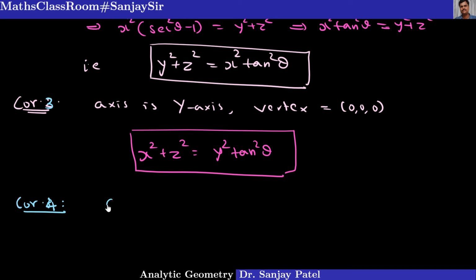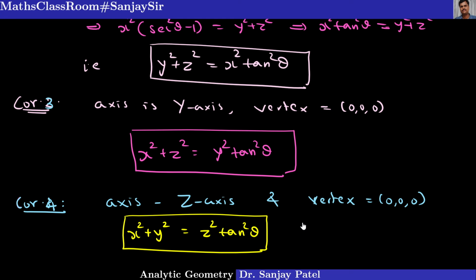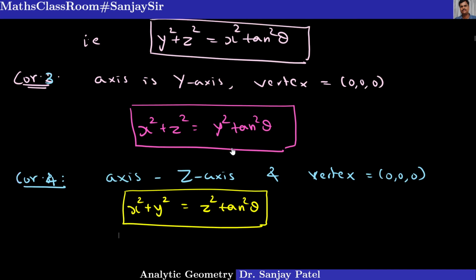Equation of the right circular cone when the axis is the z-axis and the vertex is again the origin. This equation will be y square plus x square is equal to z square into tan square theta. So this is the equation of a right circular cone whose axis is the z-axis and vertex is the origin.